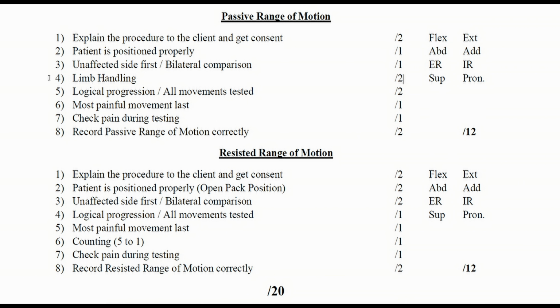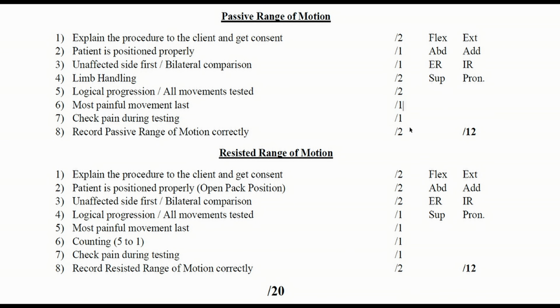Then the logical progression is basically, when you assess one side versus the other, I would like you to be precise, and I would like you to stay consistent. So let's say for the shoulder, if you start with the flexion and you proceed with extension and then abduction and adduction and external and internal rotation, I would like you to do that on right and left, or left and right. So unaffected side first and then affected side.